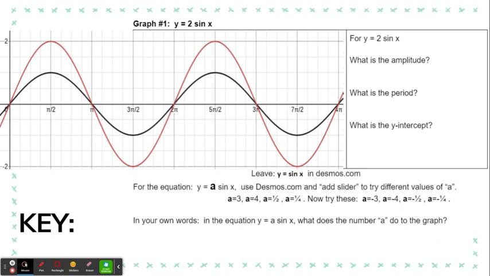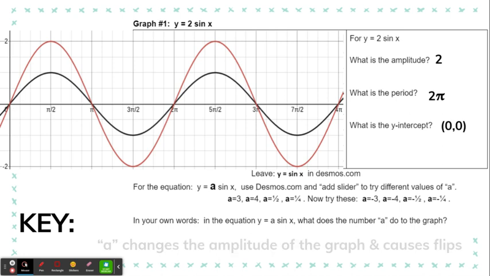So for graph 1, your answer for 2 sine x should look like this. The amplitude here goes as high as 2 and as low as -2. So now check your response. The amplitude was up 2. The period didn't change. The up bump and down bump still stopped and started at 2 pi, so that doesn't change. And the y-intercept started at (0, 0) as well, so that did not change, okay?